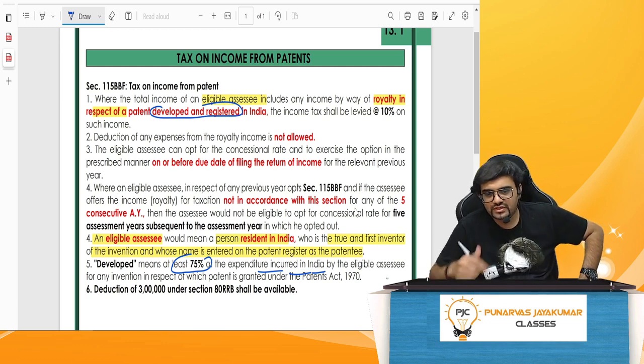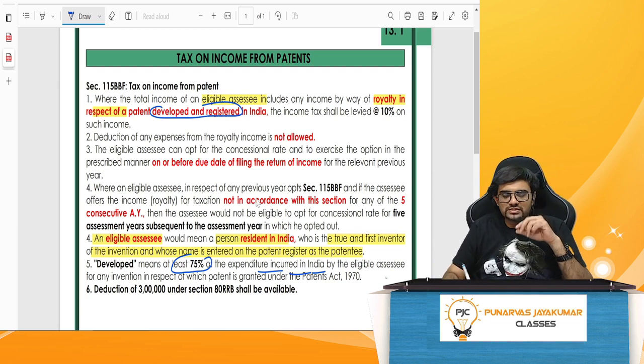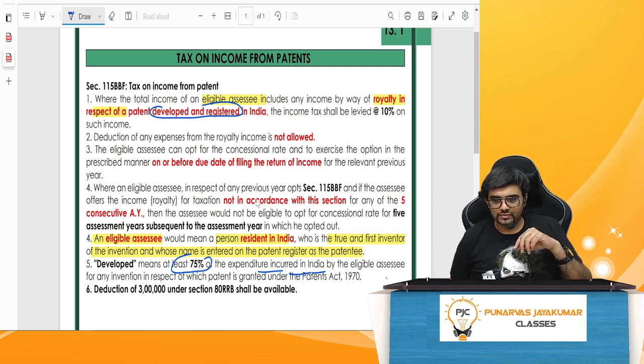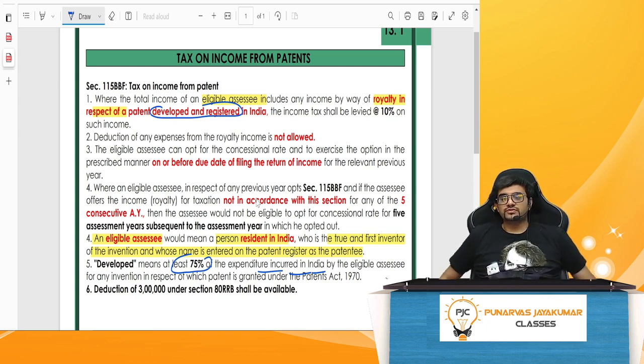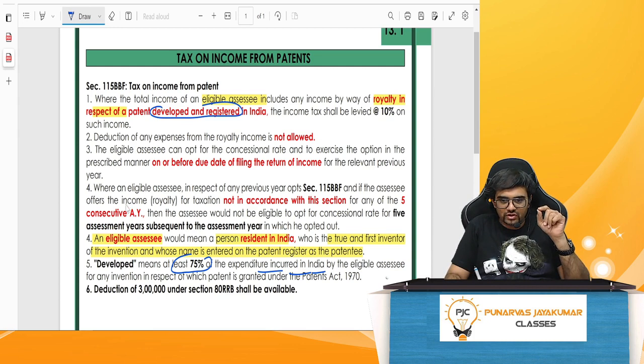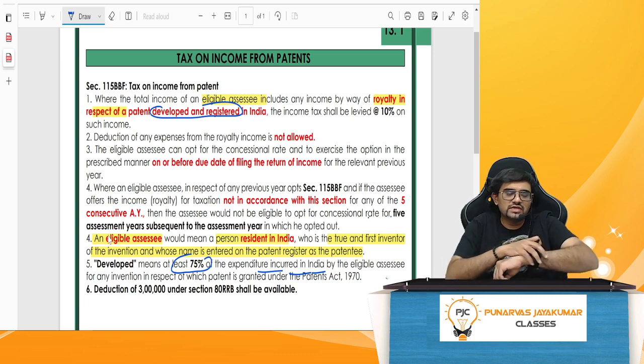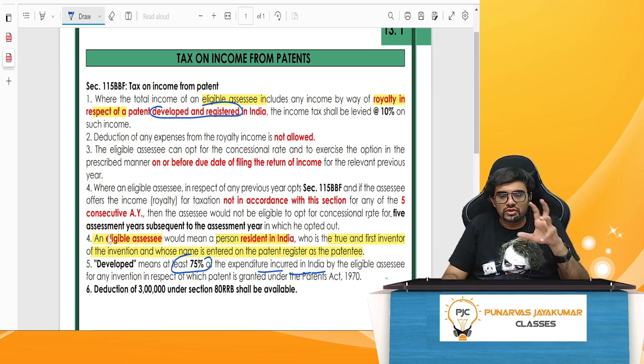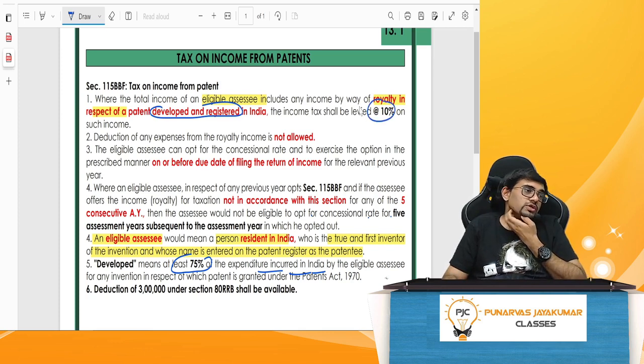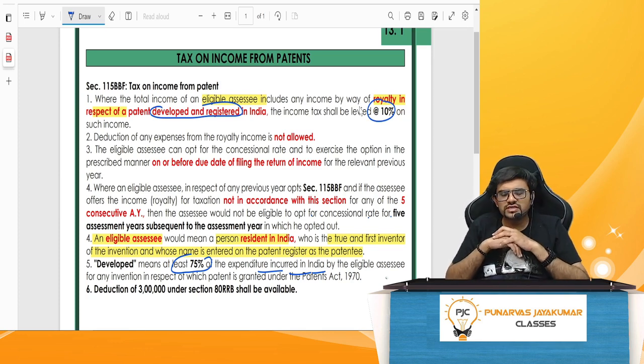What benefit will I give? So guys, if you opt for it, where an eligible SSE in respect of any previous year opts for 115 BBF. If the SSE offers the income, royalty for taxation not in accordance with this section for any of the 5 consecutive years, then the SSE would not be eligible to opt for concessional rate for 5 years subsequent. So basically there's a lock-in. So if you do not do in accordance for 5 consecutive assessment years, then you will not be eligible for 5 assessment years subsequent. That you leave. But what is the rate? Rate is very simple. 10% on such income. No PGBP, normal slab rate, 30, 40, 35% surcharge, nothing on that. Make in India concept, new section 115 BBF.